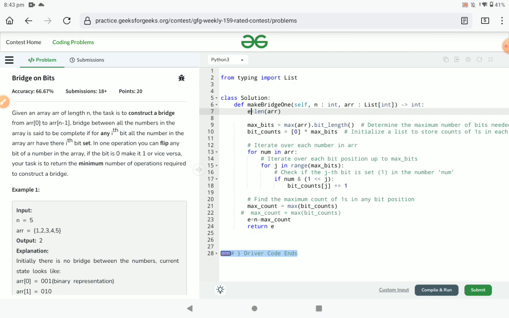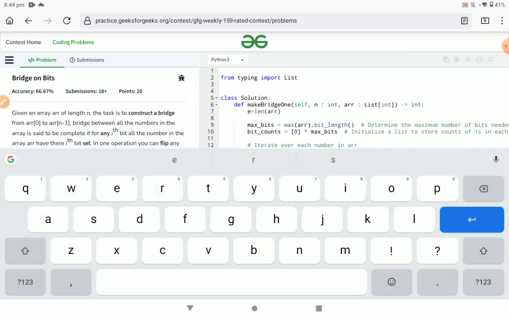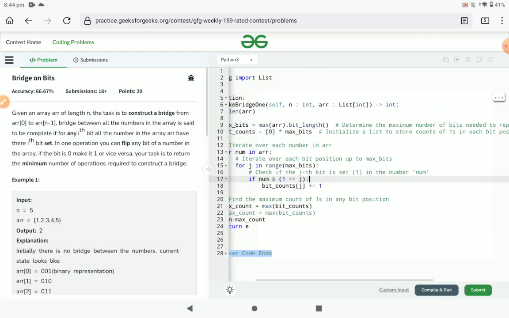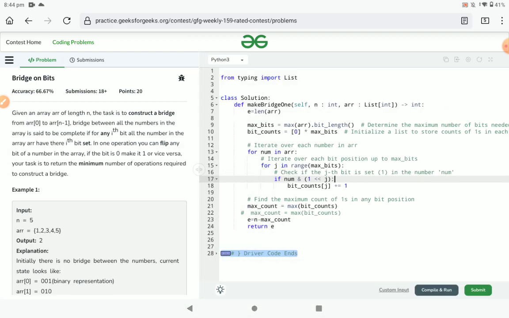Okay, then for each num in the array we will iterate over each bit position up to the maximum bits. Then we will use a bitwise operation, num and one and j, to check if the jth bit is set to 1 in the number num. If the jth bit is set, it will just increment the bit count of j.